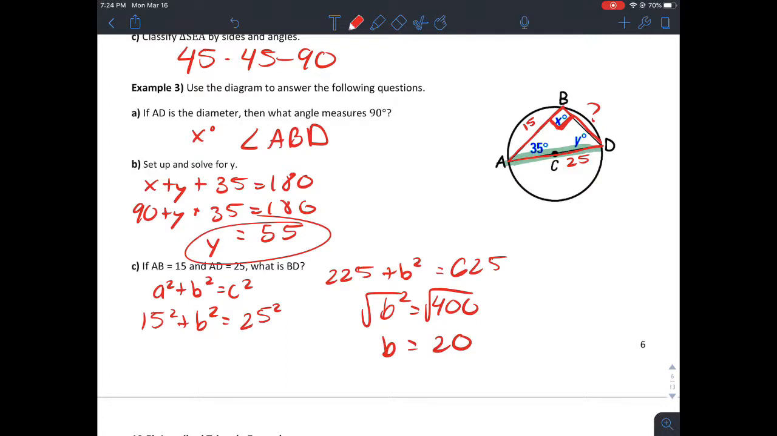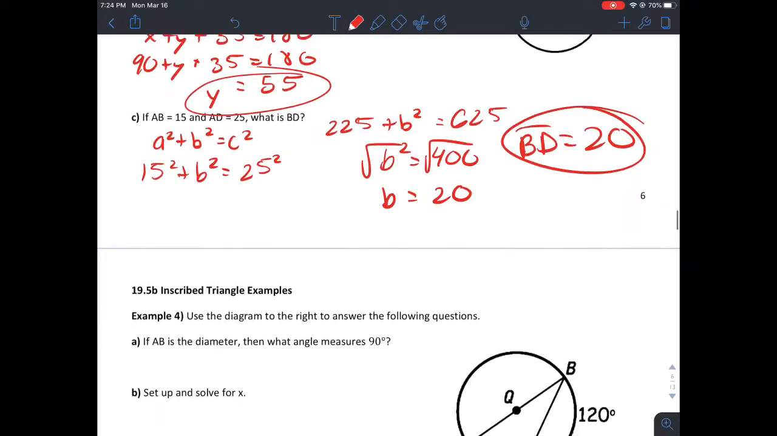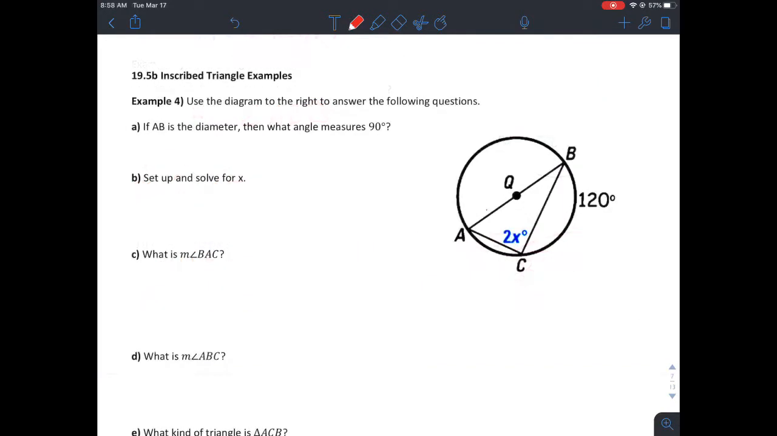So we know that BD equals 20. All right, so I know I just threw a lot of information at you. Kind of digest it.